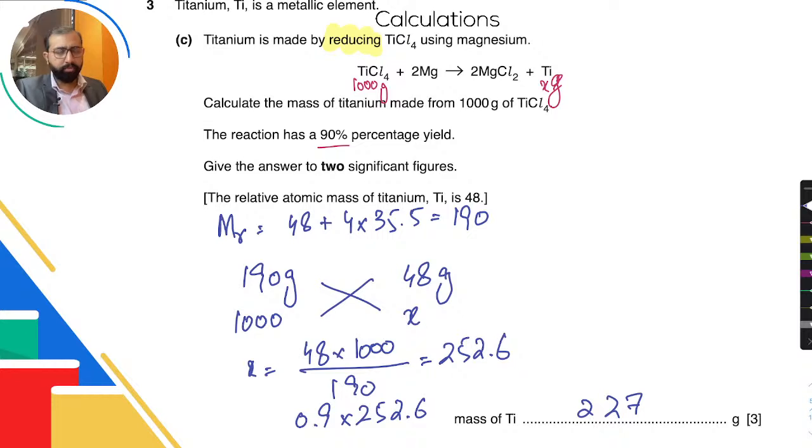Let's suppose you don't want to use this method, you want to use the formula method. That's again pretty straightforward.